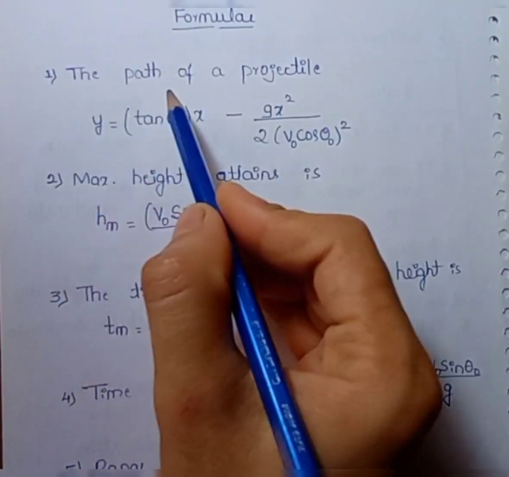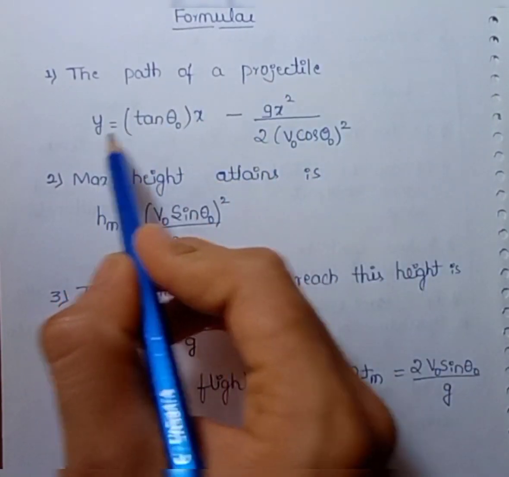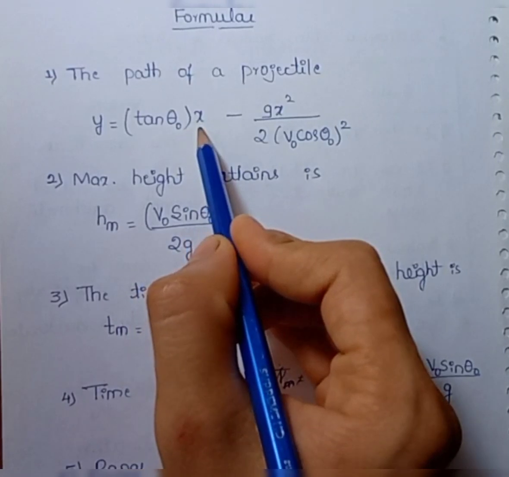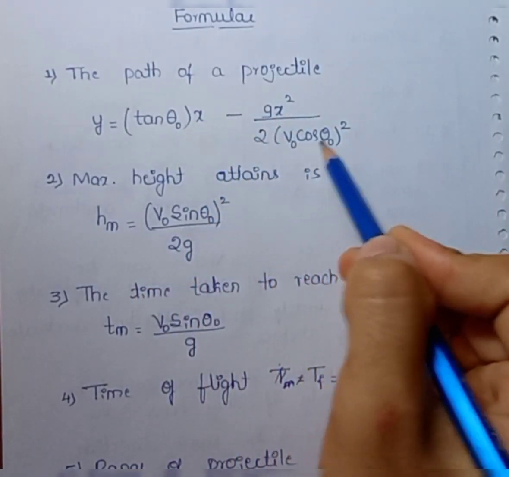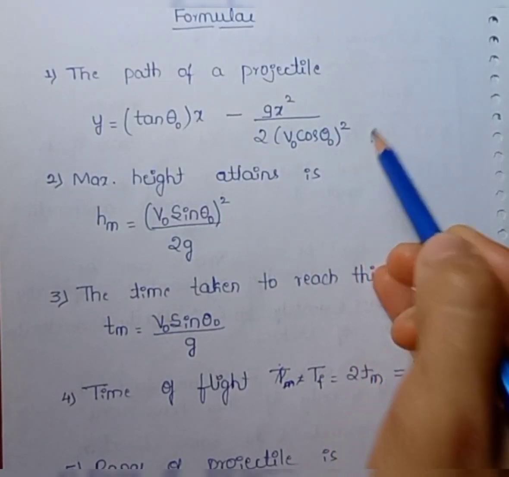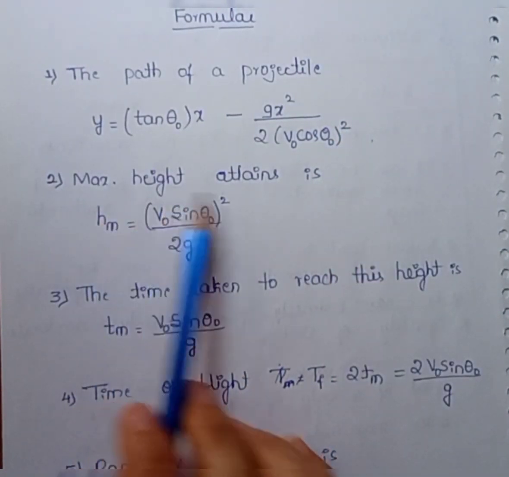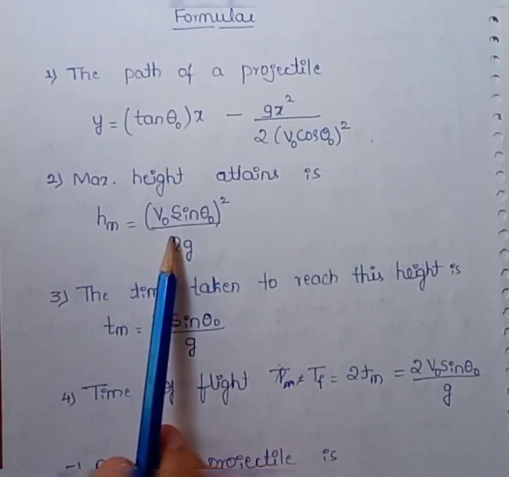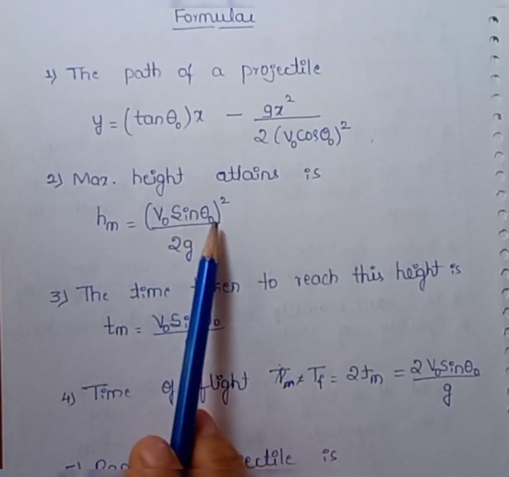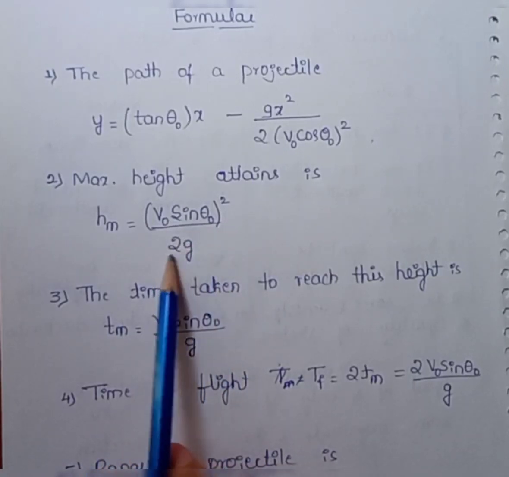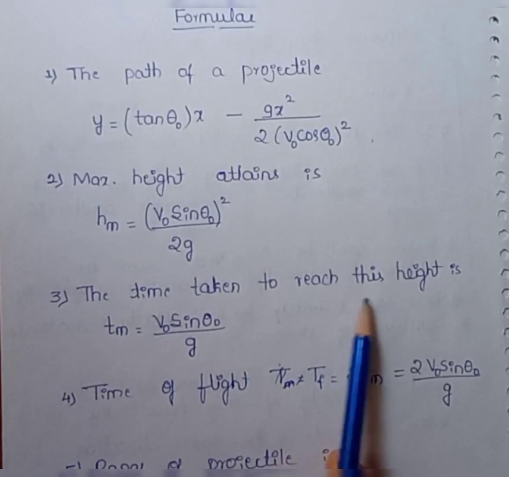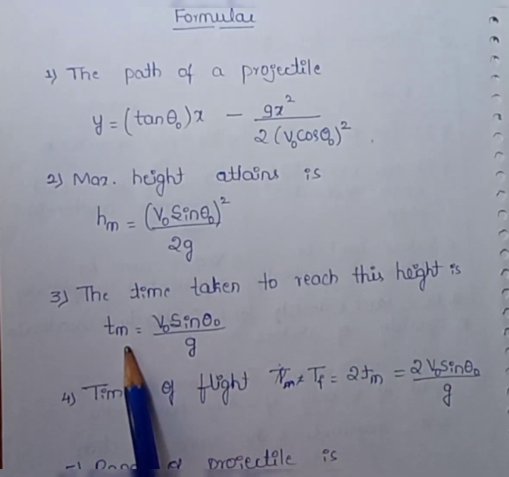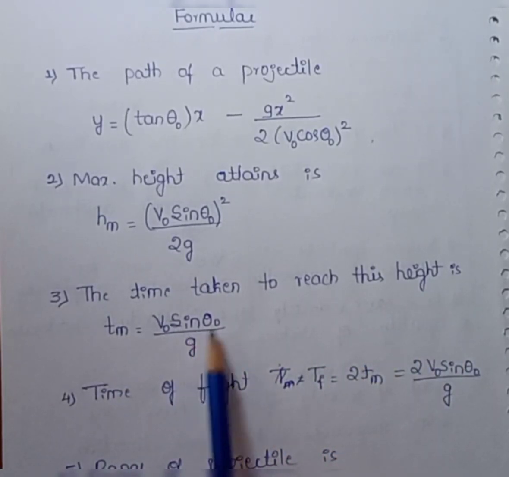First formula, the path of a projectile can be written as y equals tan theta naught into x minus g x square divided by 2 into v naught cos theta naught whole square. Second formula, the maximum height attained can be written as hm equals v naught sin theta naught whole square divided by 2 into g. And third formula, the time taken to reach that height is Tm, which equals v naught sin theta naught divided by g.